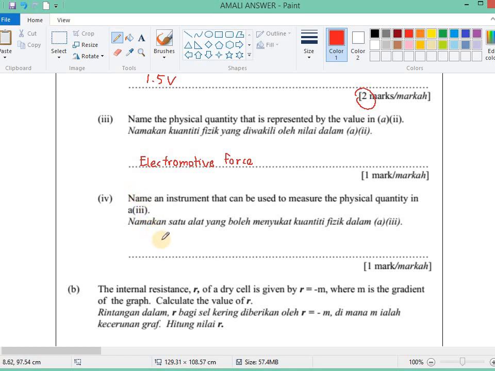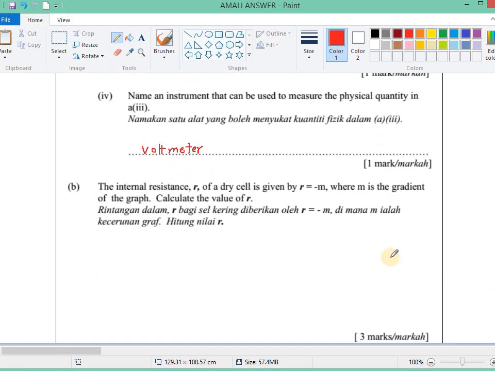Okay, name the instrument that can be used to measure the physical quantity. So what is it that you can use to measure electromotive force? You can use a voltmeter. Okay, you can use voltmeter. After that, the internal resistance R of a dry cell is given by R equals to negative M, where M is the gradient of the graph. Calculate the value of R.